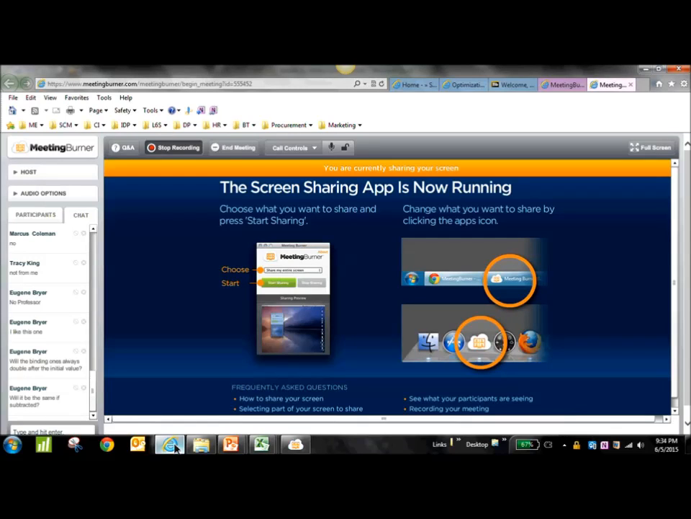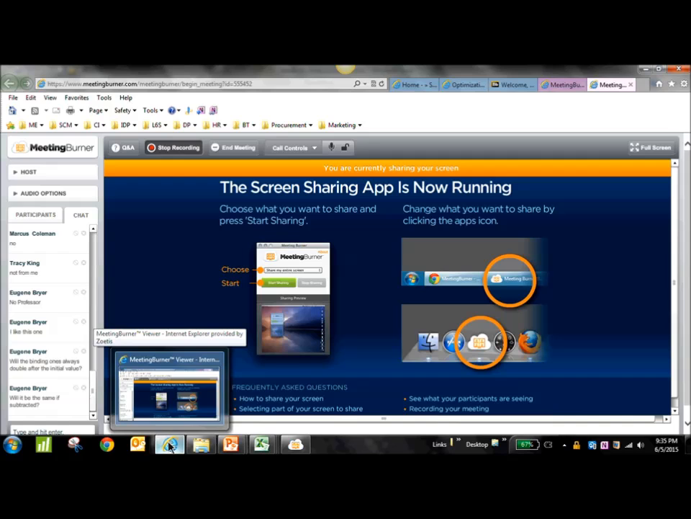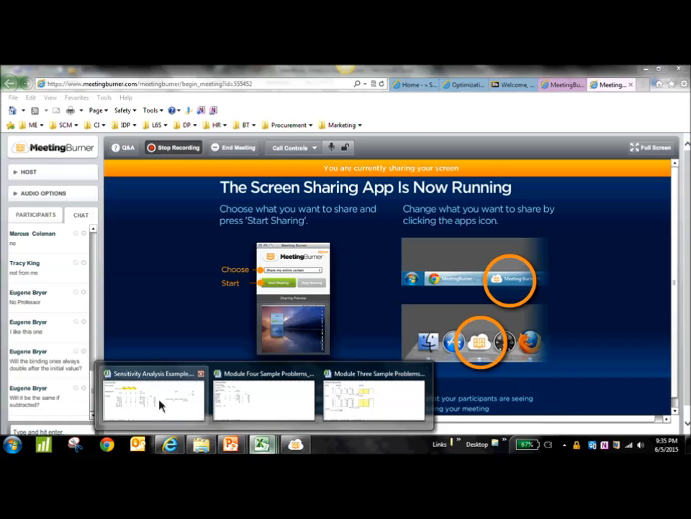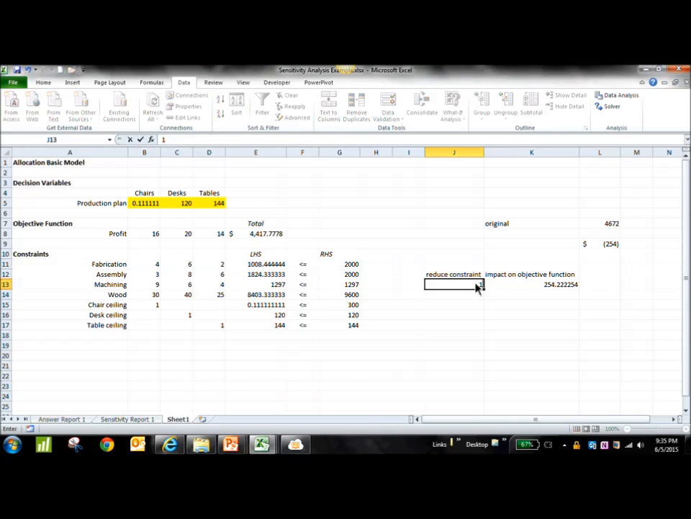Will the binding ones always double after the initial value? They don't double. They always change by the amount of the shadow price. So if you, like we did, by changing by 1 increment, it changed by 1.77. If we change by 2, you take 2 times the shadow price of 1.77, and that becomes the amount you change by.